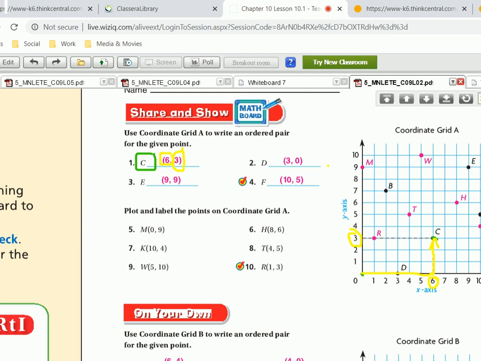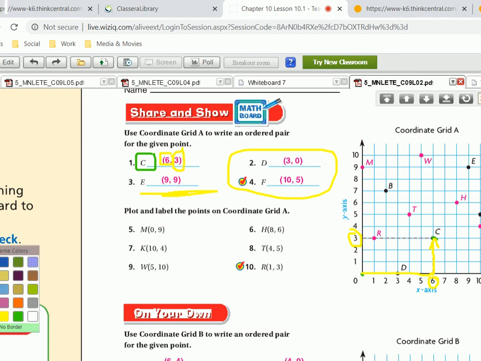And the same with all of that, the same thing. Here in this question, it asks me to plot and label the points on coordinate grid A. So we have here M, 0 and 9. So you will plot it on the grid, 0 and 9. Firstly, you have to move to the right, but here it is 0, so you can't move to the right anymore. Okay, so you have to move up, only move up. So 0 and move up to 9.